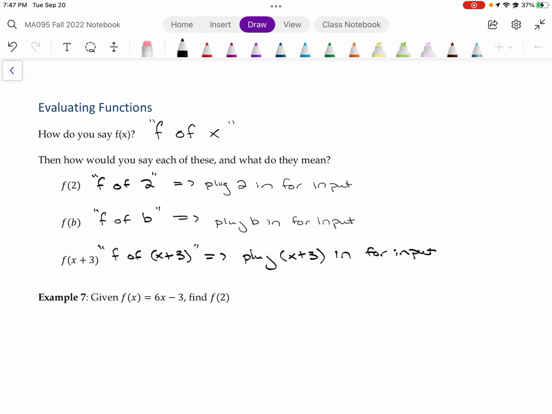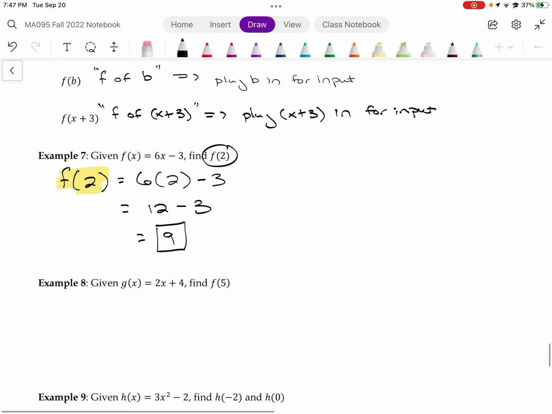Given f of x equals 6x minus 3, find f of 2. Okay, so remember how to say this, f of 2. All right, so we're going to say f of 2 equals 6 times 2 minus 3. And get in the habit of starting like this, f of 2 equals. New habit. It's a good one. It's correct notation in math, all right? So we'd say 12 minus 3, and that is 9.